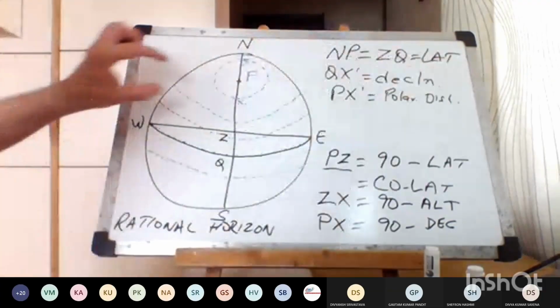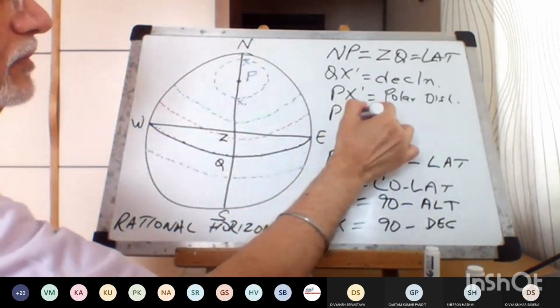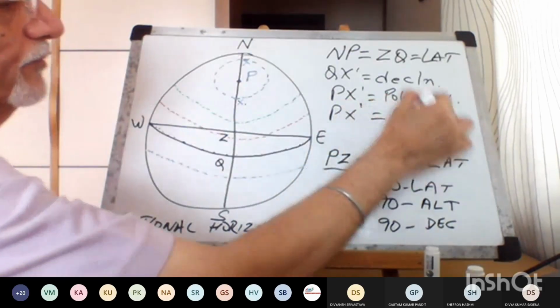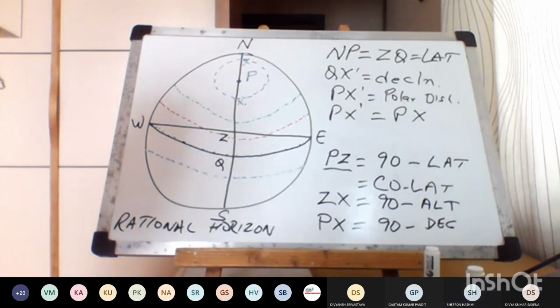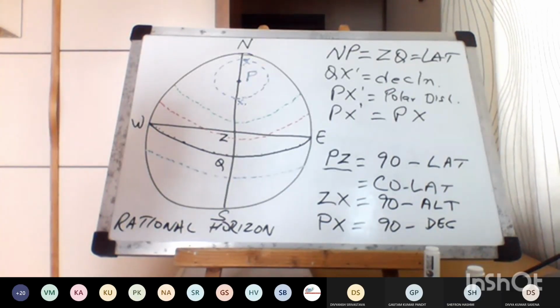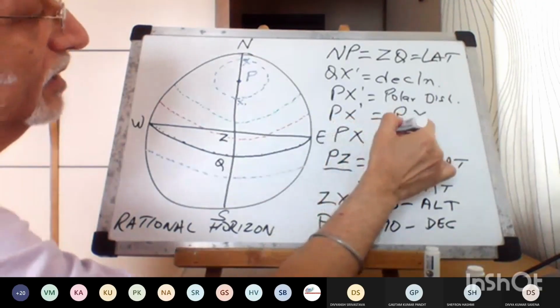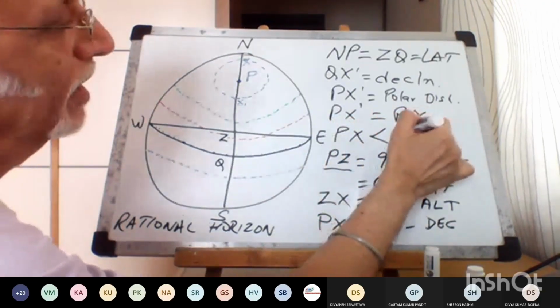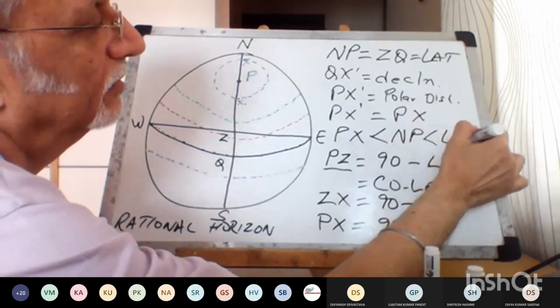Okay. Is PX1 equal to PX? Is PX dash equal to PX? Yes, sir, because the body's declination is not changed, no? So it is the same. He made a circle. So can I say PX is less than NP, is less than the lat?